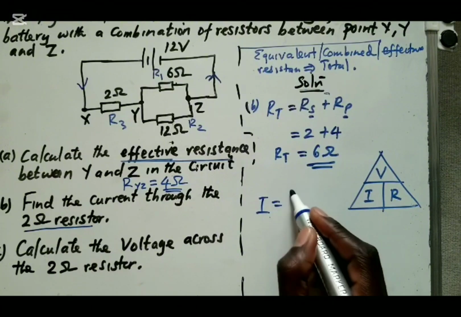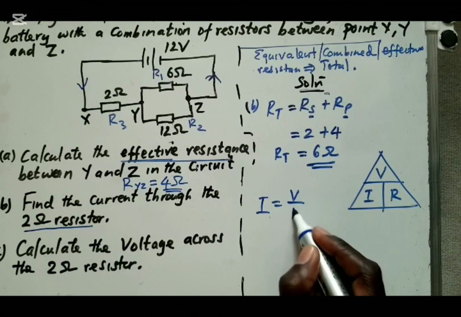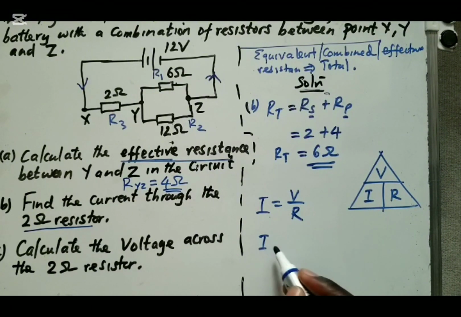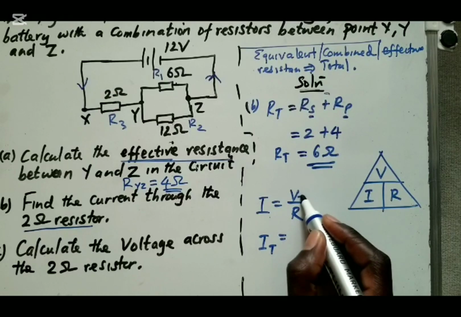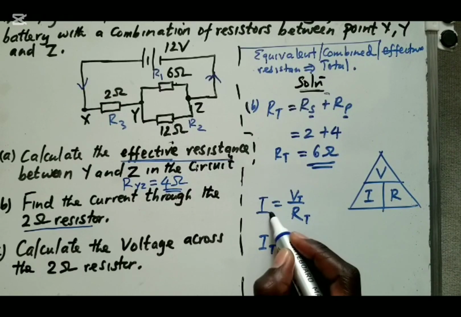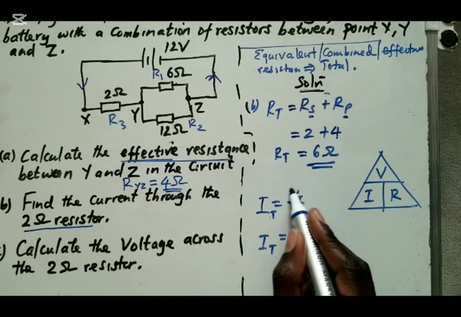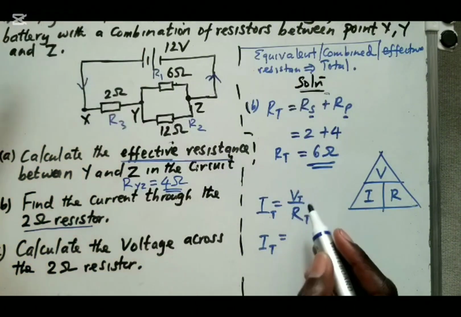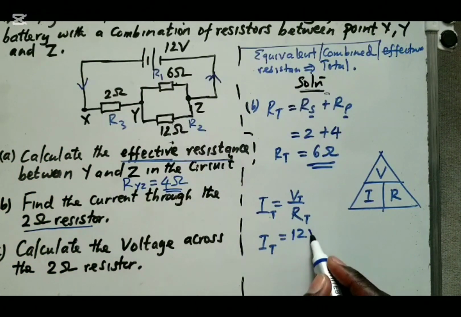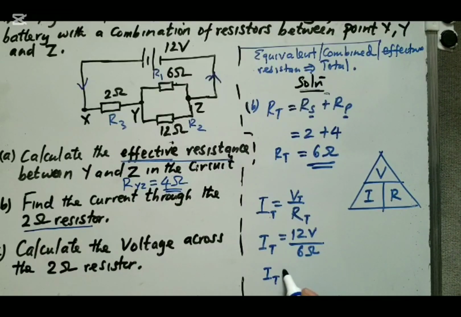So current will be equal to voltage divided by the resistance. So the current total will be equal to the voltage total divided by the resistor total. What is the total voltage they gave us in the whole circuit? It is 12 volts divided by the total resistance, which is 6 ohms. So the current total will be equal to 2 amps.